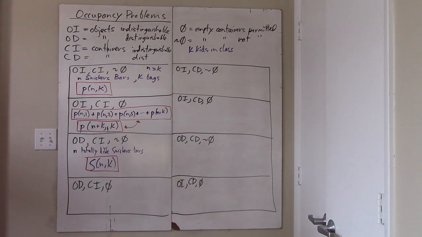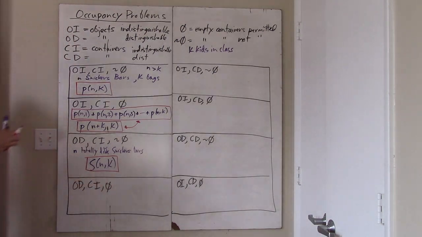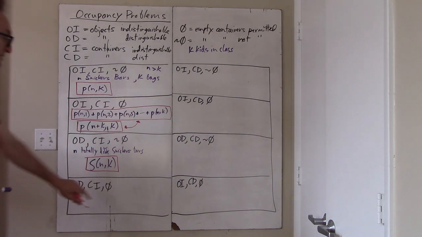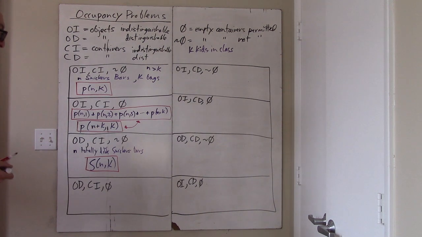Okay, and now this I think is the hardest one. What if some bags can be empty? Well, maybe it's not that hard. So now the objects are distinguishable, so I still have N totally different candy bars. The containers are indistinguishable, so I'm still just preparing the bags. I'm still the cafeteria worker. But now some bags can be empty, so someone might not get any bar at all.